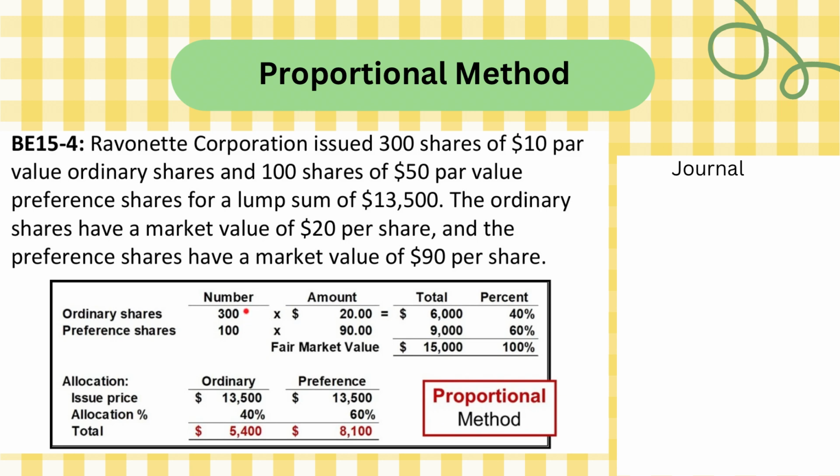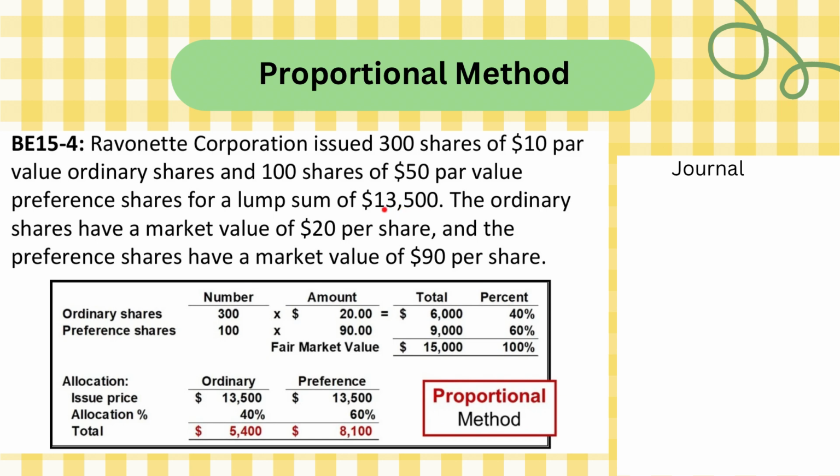I will write here the number of shares. So I have 300 shares of ordinary and 100 shares of preference. What's the fair value for each? 20 for the ordinary, 90 for the preference. So the total will be 300 times 20 is 6,000, 100 times 90 is 9,000. The total fair value is 15,000. Now what's the amount to be allocated to the ordinary and to the preference? Because again the total amount of cash I received is not 15,000, it's 13,500.